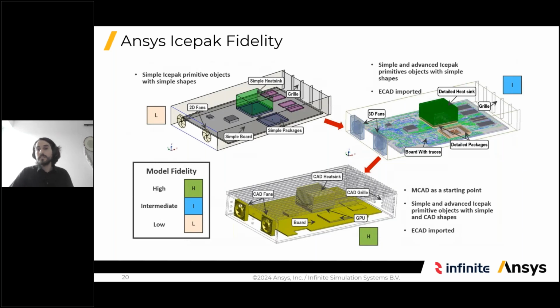So those fidelity steps help us tailor the design, the time and the effort that we need to do in order to solve the problem. And this is, of course, tailored depending on our effort, our needs, and our workflows.